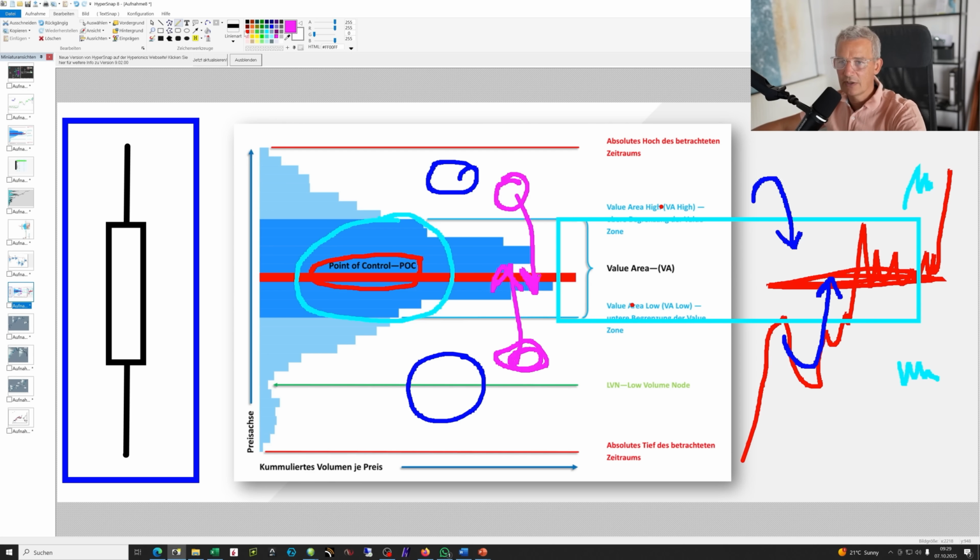Then, in addition, there are the so-called low volume areas, low volume nodes. There are many terms for this. And these price areas are zones with very low volume for the respective time frame we're looking at. And the market often bounces off these areas. And the simple reason for this is that it likes to move down here, bounce off, and return to equilibrium. And that's basically all there is to it.